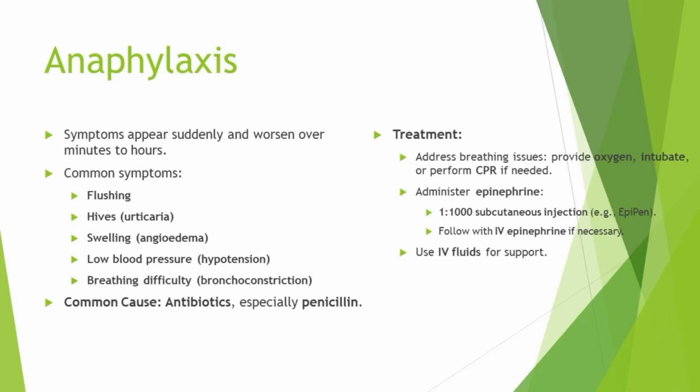Okay, a little bit more on the anaphylaxis. So if someone comes in and they are in respiratory distress, we have to act quickly. Those symptoms appear suddenly and they worsen over minutes to hours. Common symptoms, they're very flushed. They could have the hives. They have swelling, angioedema, so swelling on their face. They have the low blood pressure. They could have breathing difficulty because of the bronchoconstriction. Again, common causes. We've talked a lot about different cases, but we also have to think about the medications. Are they on any antibiotics, especially penicillin?